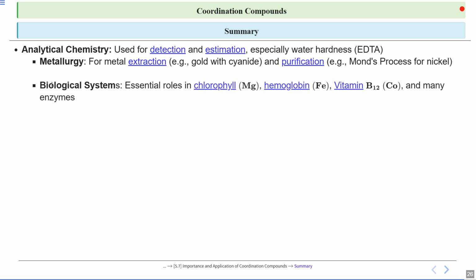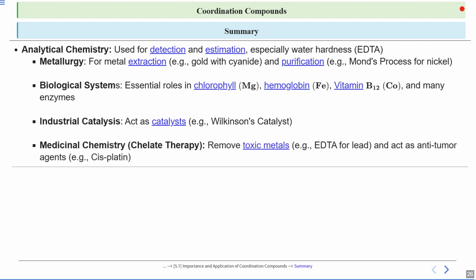Then we saw the next field in which coordination compounds are used, biological systems, where essential roles are played by magnesium in chlorophyll, iron in hemoglobin, cobalt in vitamin B12, and many enzymes. We also use coordination compounds in industrial catalysis, acting as catalysts, for example Wilkinson's catalyst. Medicinal chemistry is also a field, with chelate therapy for the removal of toxic metals, for example EDTA for lead, and anti-tumor agents like cisplatin, which we have seen.